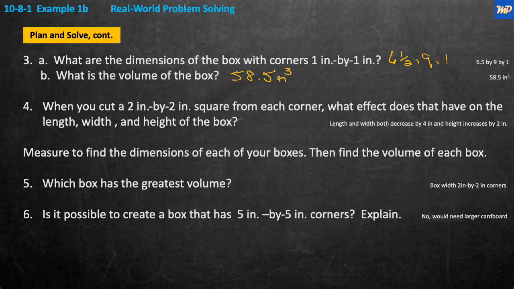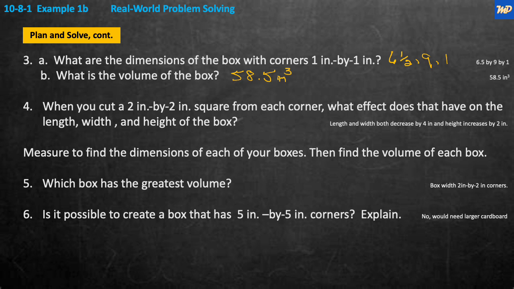Well, for the height of the box, it's now going to be 2 inches tall, and the width is going to be 4 inches narrower than it started, which was 8, now it's going to be 4. And the length is going to be 4 inches shorter than it started. At 11, it's going to be 7. So everything's going to be smaller for sure.